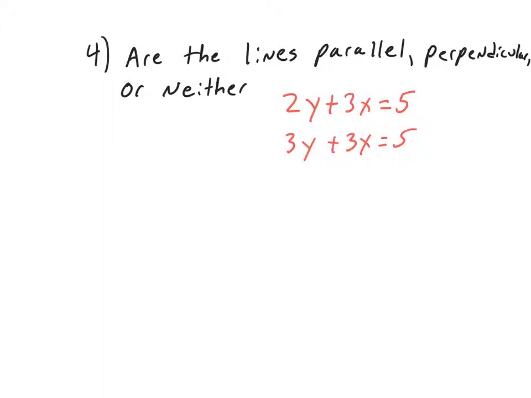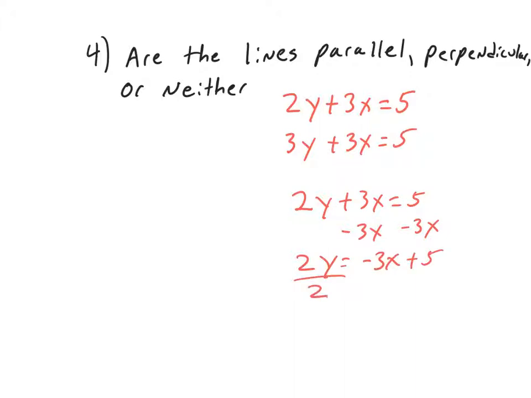On number 4, it's asking, are the lines parallel, perpendicular, or neither? So we need to find the slopes for each one. So let's do the first one. We have 2y plus 3x equals 5. I want to get the y by itself, so I'm going to subtract 3x from both sides. And I'll get 2y equals -3x plus 5. Then divide by 2. And we'll get y equals -3/2 x plus 5. So my first slope is -3/2.